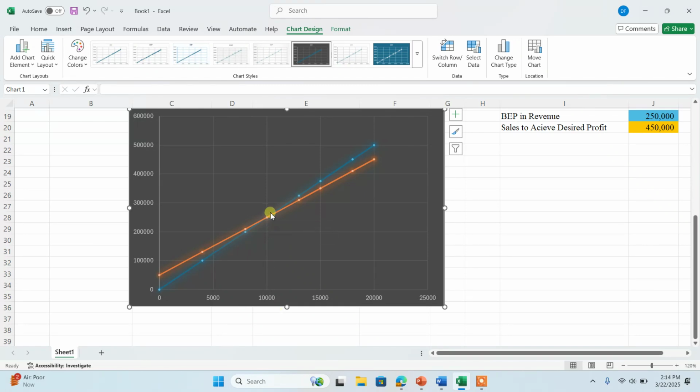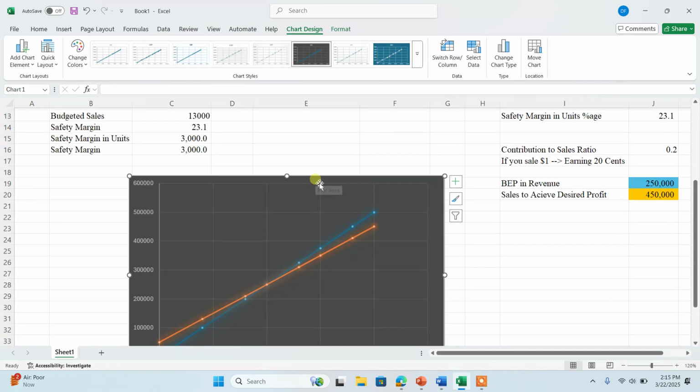Before 10,000, you can see the revenue in the blue line is less than the cost, the orange line. This area is loss. If you are producing less than 10,000, you are in loss. After 10,000, you can see the total revenue is higher than the total cost. This area is the profit area. So if you are selling more than 10,000, your revenue is greater than the cost. You can check it through the graph also.